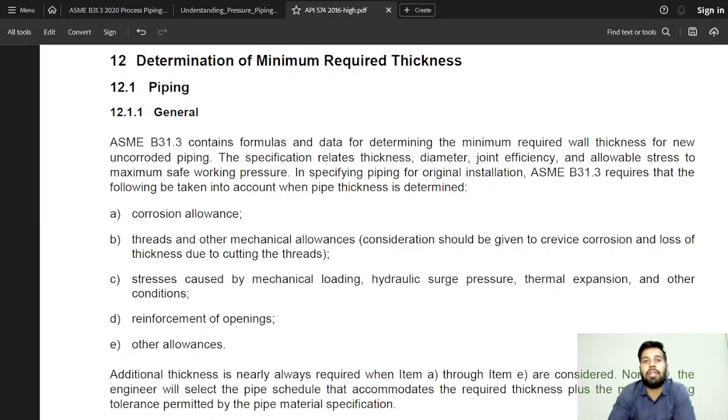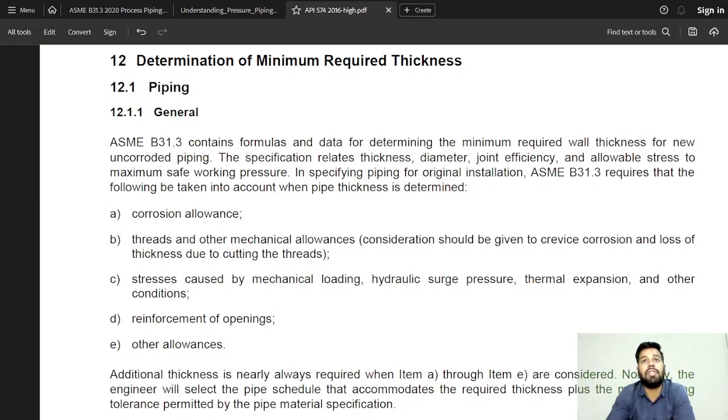Now, the minimum required thickness of a piping system can be due to multiple parameters. You can have the thickness required to maintain structural integrity. You can have the thickness required for sustaining the pressure inside the pipe. You can have the thickness requirement based on whatever corrosion is happening. So all of these things are going to determine what the minimum thickness required would be.